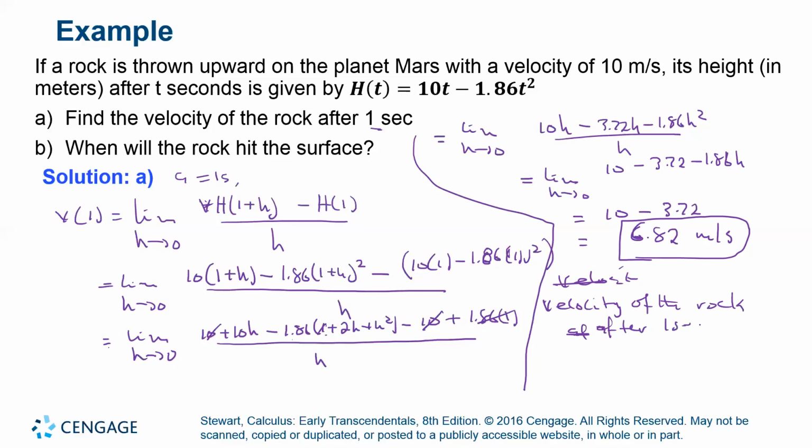After 1 second, the velocity is 6.86 meters per second. All right, now we're going to extend this to the formal definition of the derivative. I have part B to do.